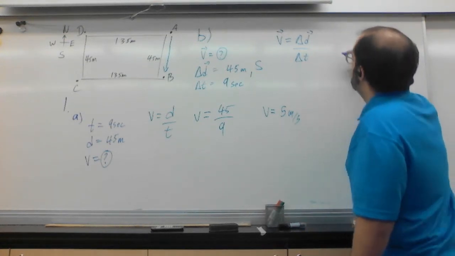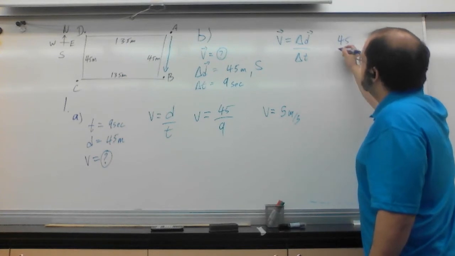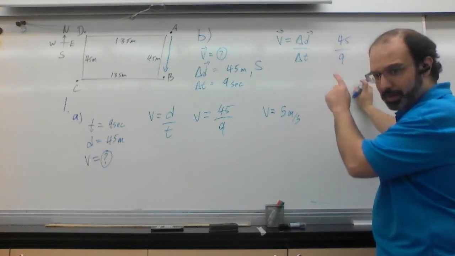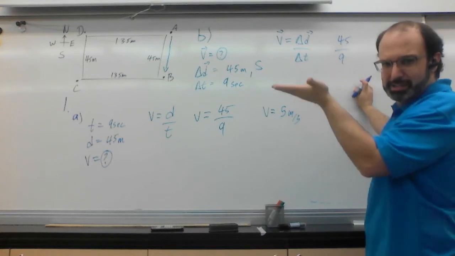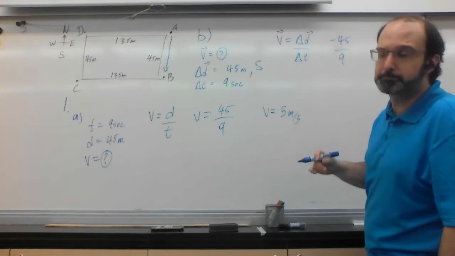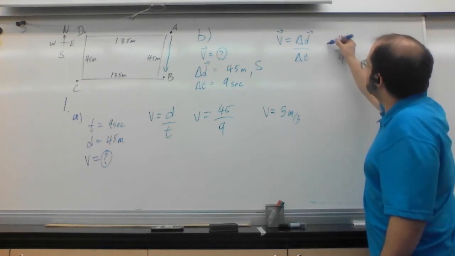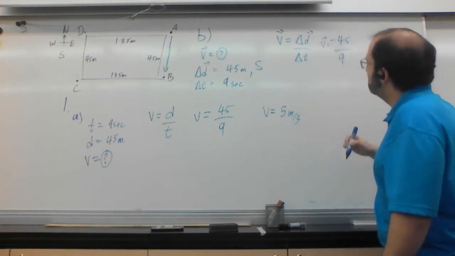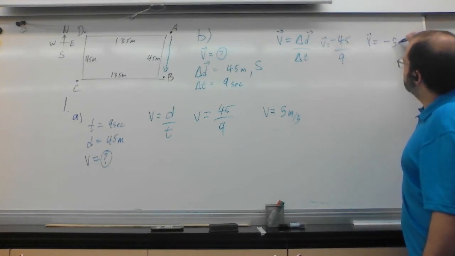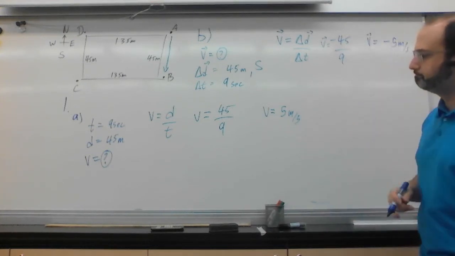We start putting in the numbers. 45 over 9. Now, we've talked before. S, south. That's basically negative. So I'll put a negative sign in there. And of course, that's going to be equal to V. Then I put a final answer, and it's going to be V is equal to negative 5 meters per second.